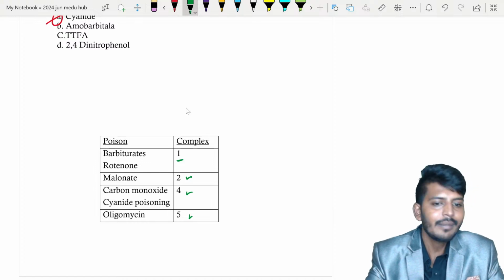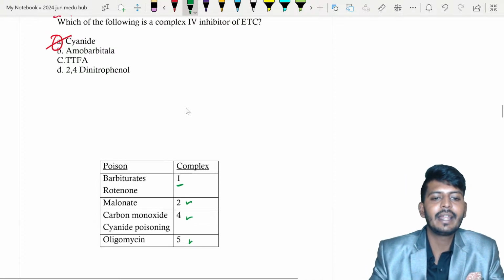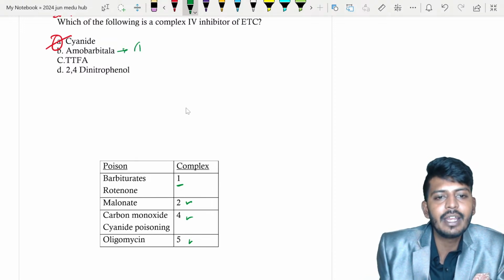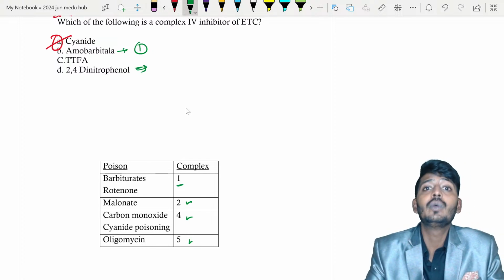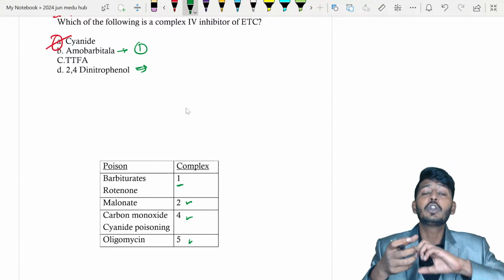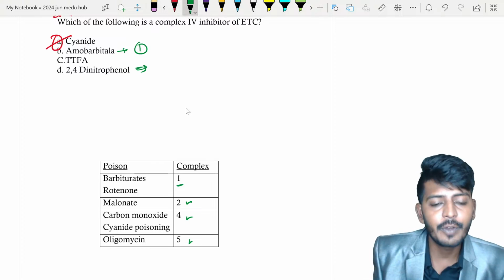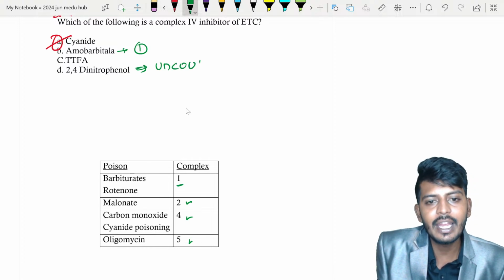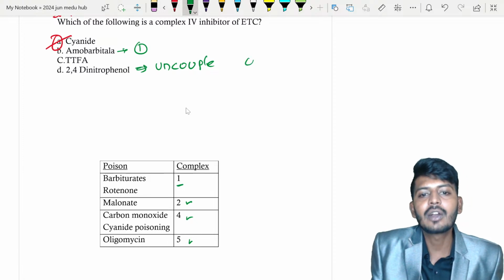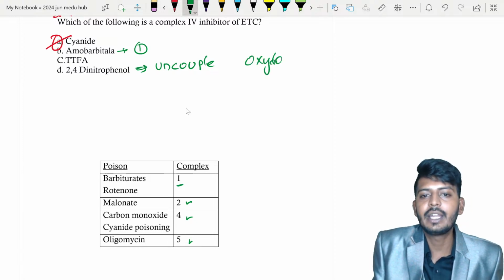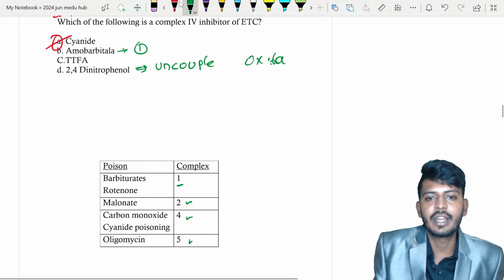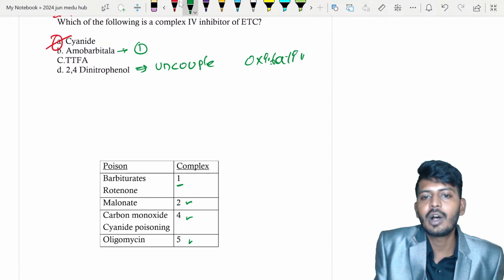TTFA is a complex 3 inhibitor. Amobarbital, remember my dear student, is a barbiturate. It will inhibit complex number 1. And dinitrophenol has nothing to do with complex inhibition, but it does one interesting thing. It uncouples in the electron transport chain. It will uncouple oxidative phosphorylation.